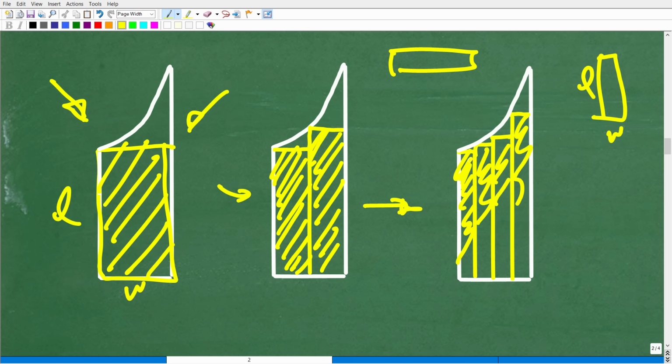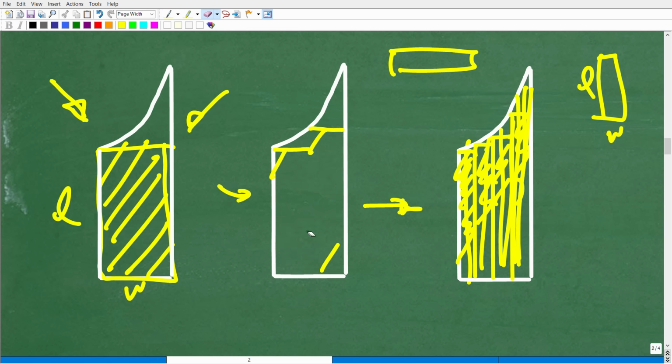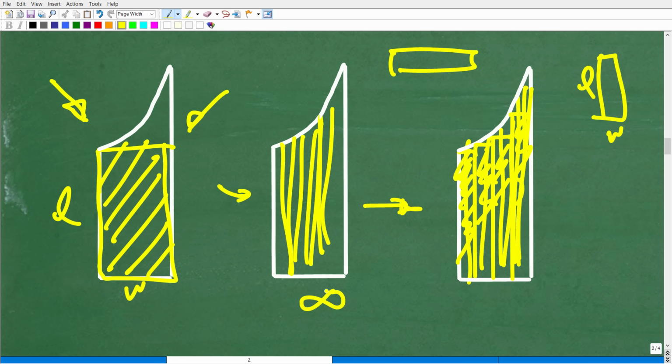Now, if we keep making our rectangles smaller and smaller, skinnier and skinnier, we can pretty much get the total area of this figure. And this is the main concept of integration in calculus. Basically, the main idea here is that we're going to take an infinite amount of tiny little rectangles, if you will, and we're going to add them up.